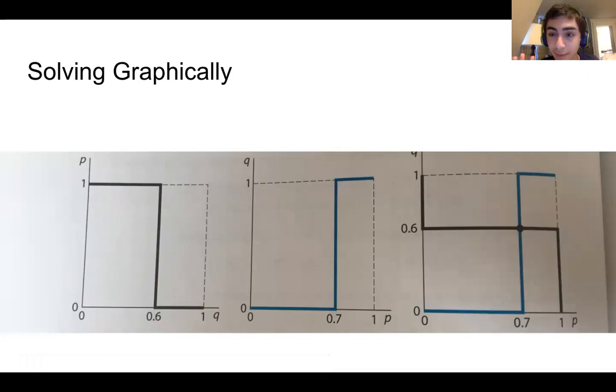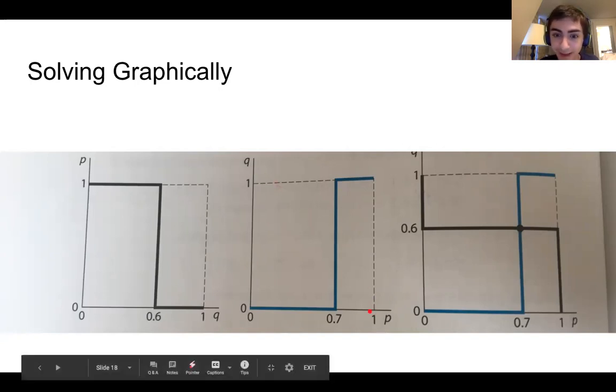I did not make this. Again, I stole this example from my textbook, and I agree with you completely. The axes are different, and that annoys me. But let's deal with it for a bit.